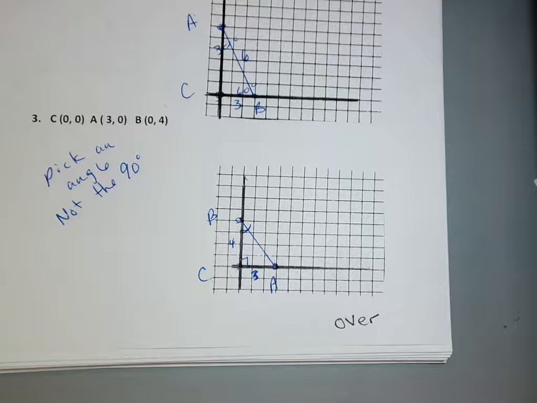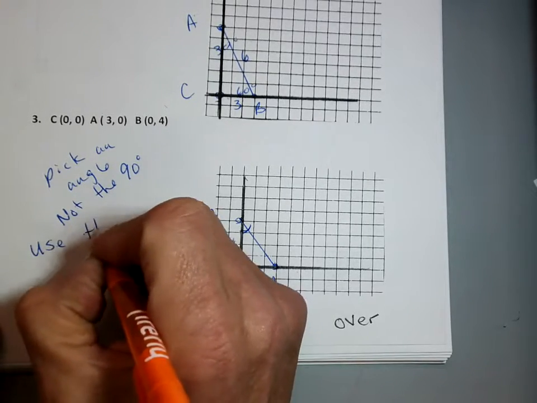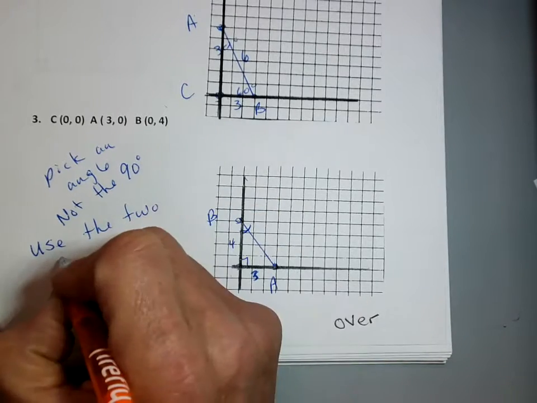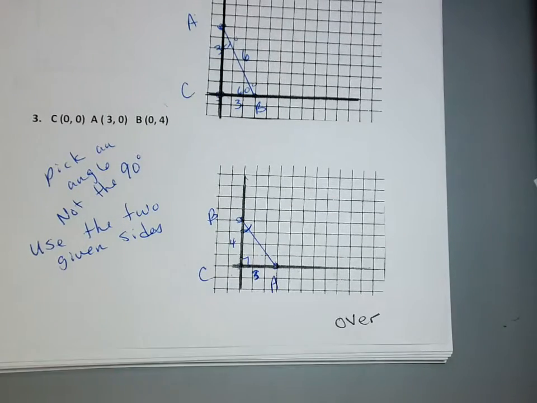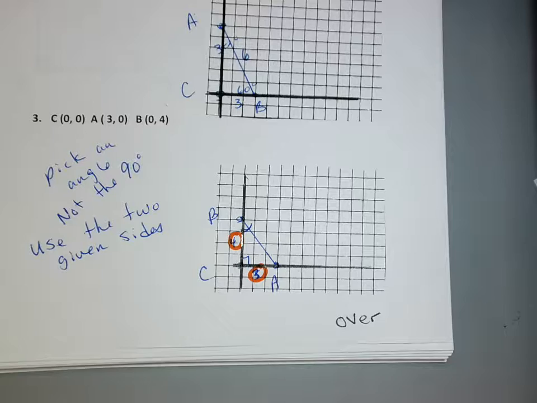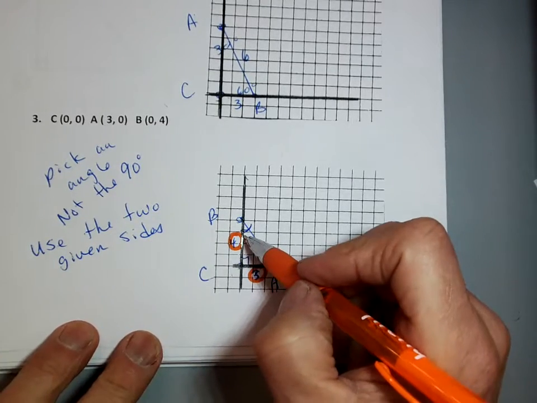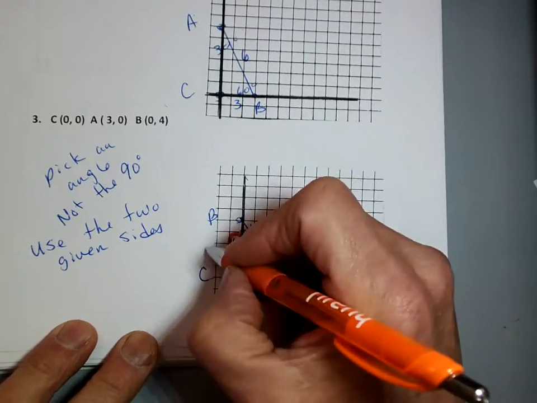So pick an angle. We're going to pick angle B. It does not matter which one you pick, okay? So then use the two given sides. Okay, the two given sides I have are the 3 and the 4, right? Okay, name those. So from angle B, this is my opposite side. This is my adjacent, okay?